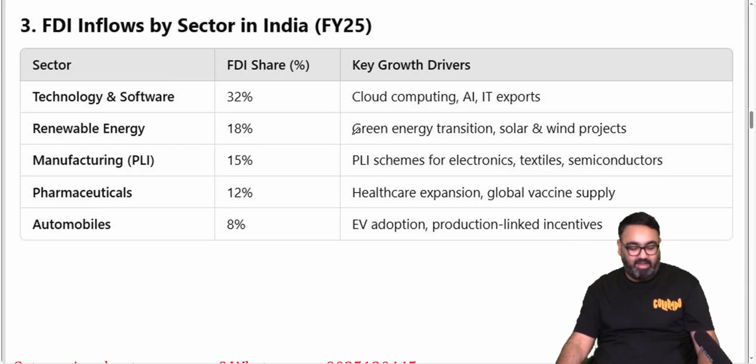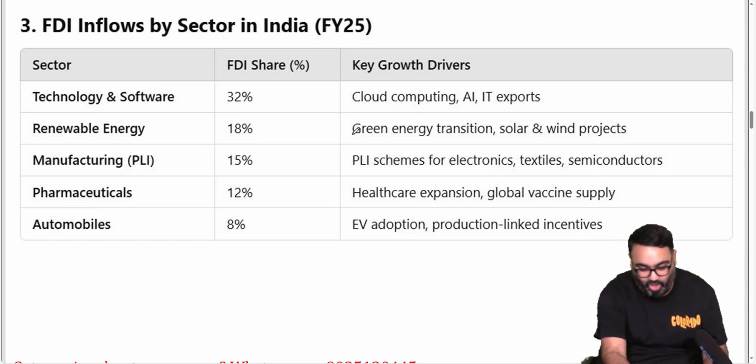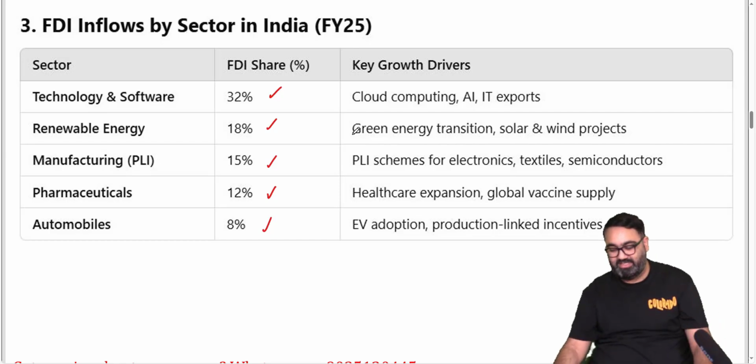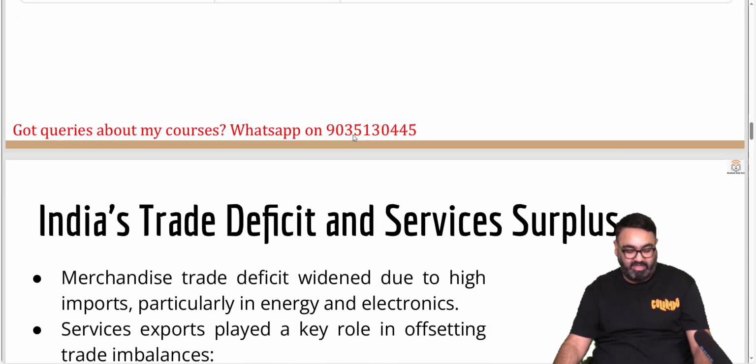This is where FDI has been focusing on. 32% of FDI share has been in technology and software, 18% in renewable energy, then manufacturing, pharmaceutical and automobiles. This is how FDI has been targeted.